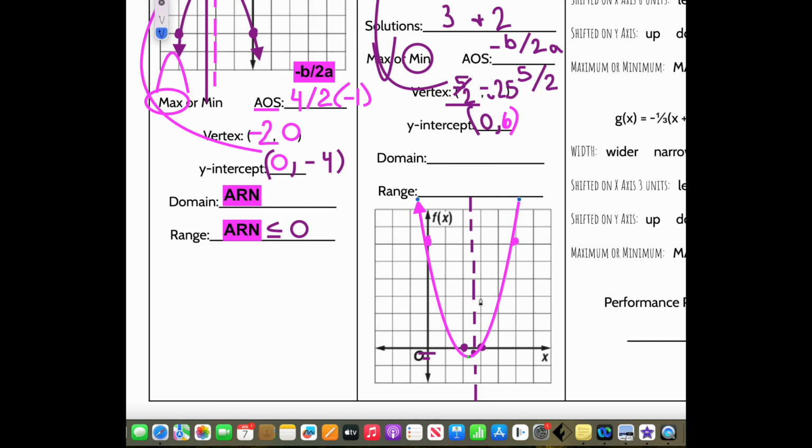If I laid that parabola flat on the x-axis, we would find that the domain is all real numbers, and then the range, if we folded that in half on the y-axis, it would be all real numbers greater than or equal to that y value of negative 0.25.